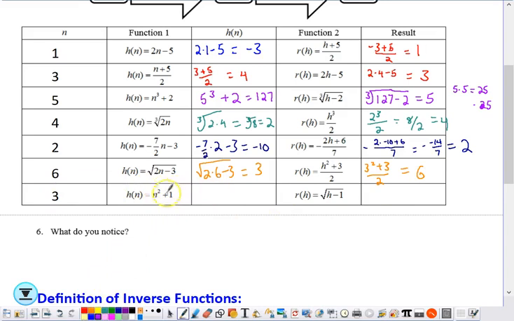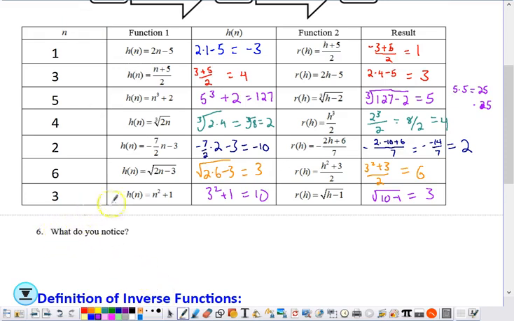The last row, I'm going to put the 3 in. 3 squared plus 1. 9 plus 1 is 10. And then the square root of 10 minus 1 is square root of 9, which is 3.